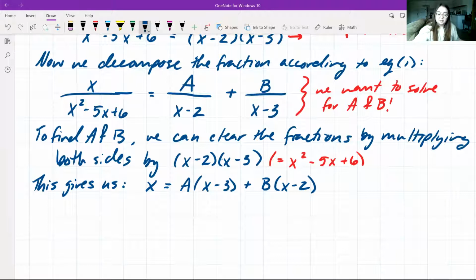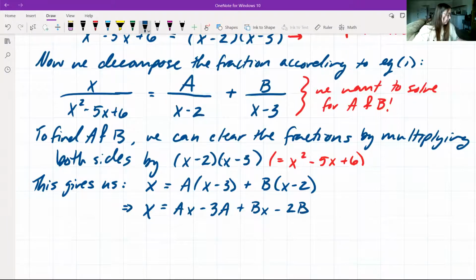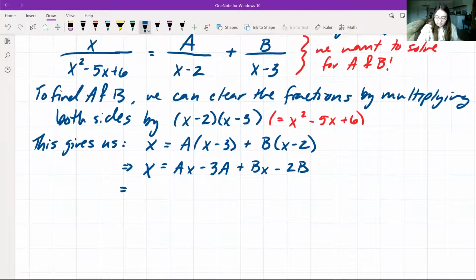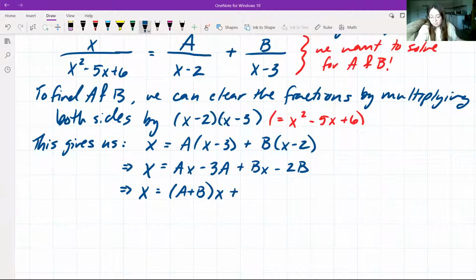So let's go ahead and expand. We'll distribute our a and our b into our factors. This gives us ax minus 3a plus bx minus 2b. And now we can go ahead and group our variables together. So we're going to group our x terms. So we have x is equal to a plus b times x. And then we'll have our constants, plus negative 3a minus 2b.